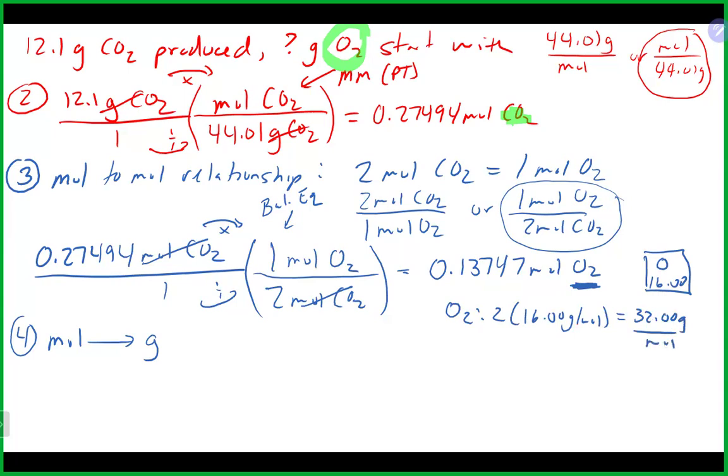Remember, it is just a conversion factor, right? So taking our number from the previous step, 0.13747 moles of O2. Again, opposites cancel.